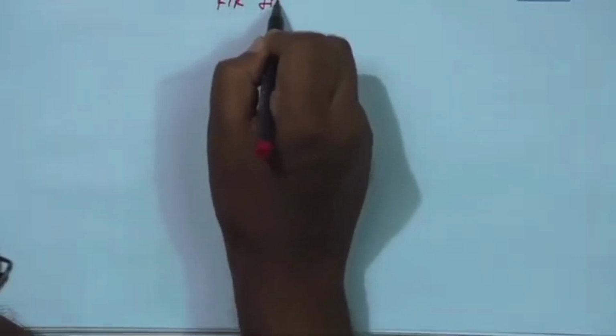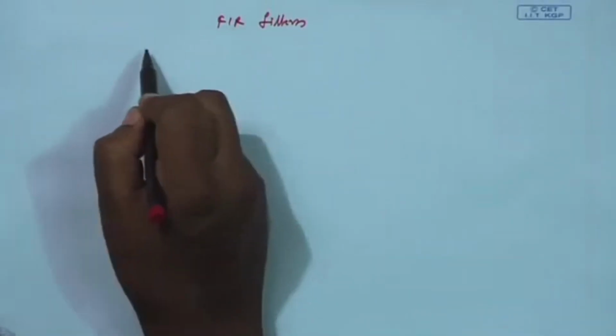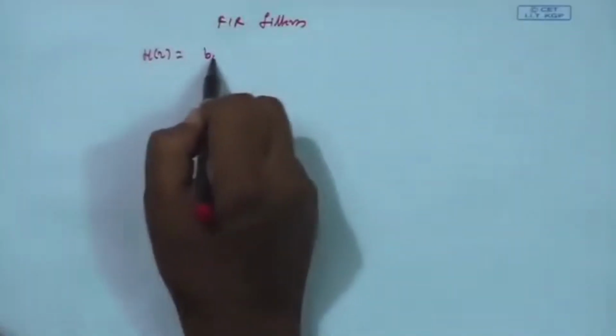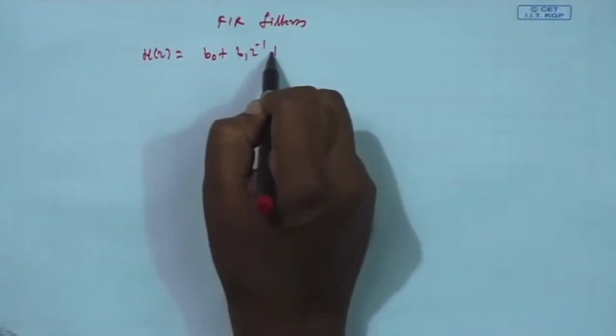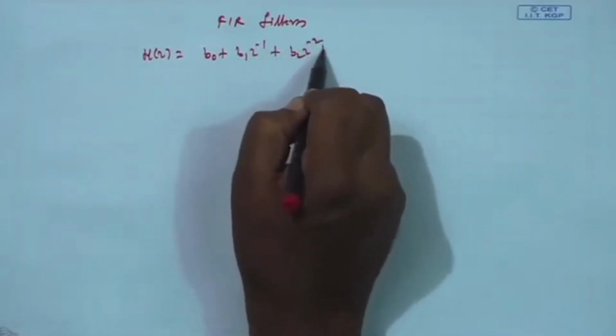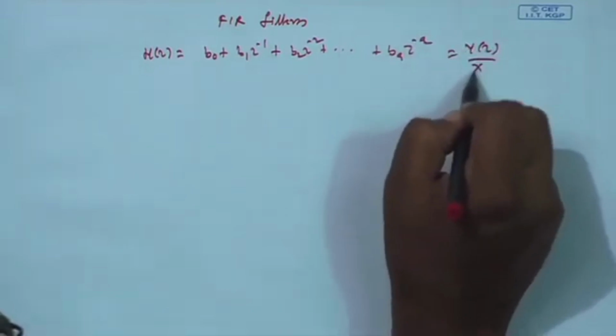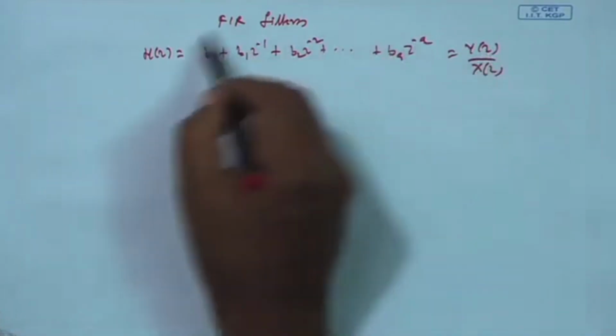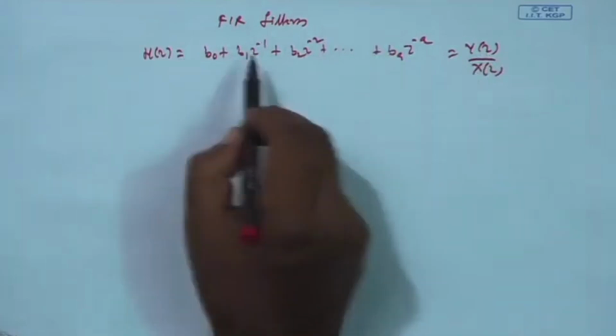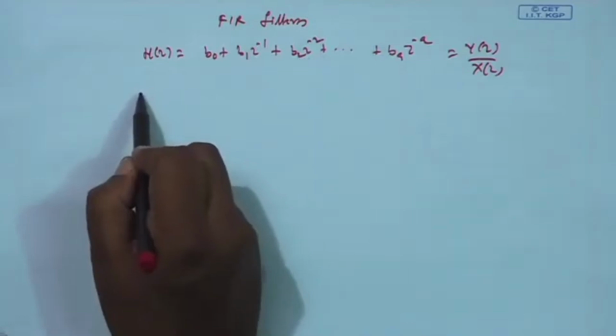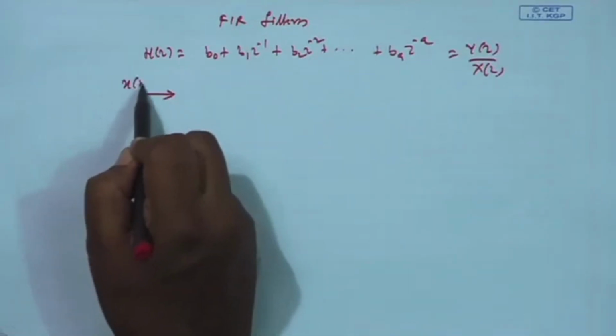Okay. Now, consider FIR filters. Suppose you have H(z) = B0 + B1 z^-1 + B2 z^-2 + ... + Bq z^-q, and this is equal to Y(z)/X(z). Very simply, Y(z) is X(z) times the entire thing. So, X(z) into B0 plus X(z) z^-1 into B1, X(z) z^-1 into B2, like that, and add it. So, this form comes very easily.